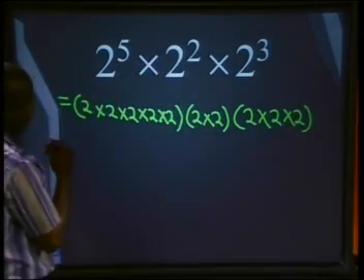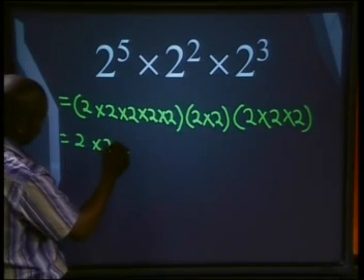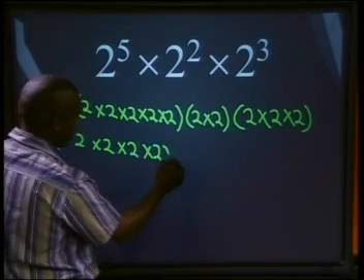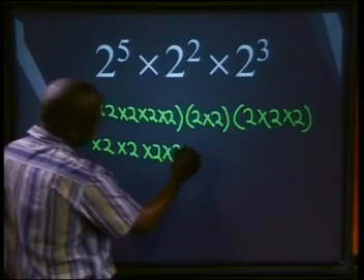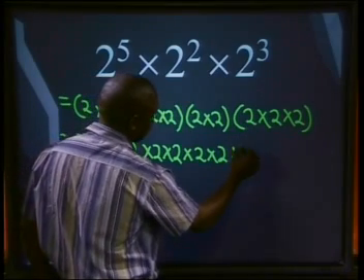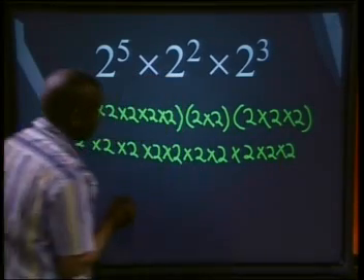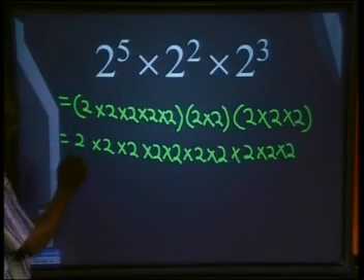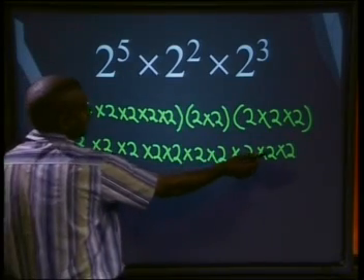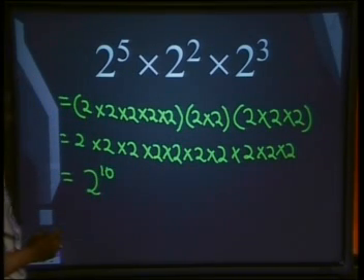Now let's remove the brackets. We'll end up with 2 times 2 times 2 times 2 times 2, times 2 times 2, and the last one will be 2 times 2 times 2. If you count all the 2's together, we'll have 1, 2, 3, 4, 5, 6, 7, 8, 9, 10. So we'll have 2 to the power of 10.